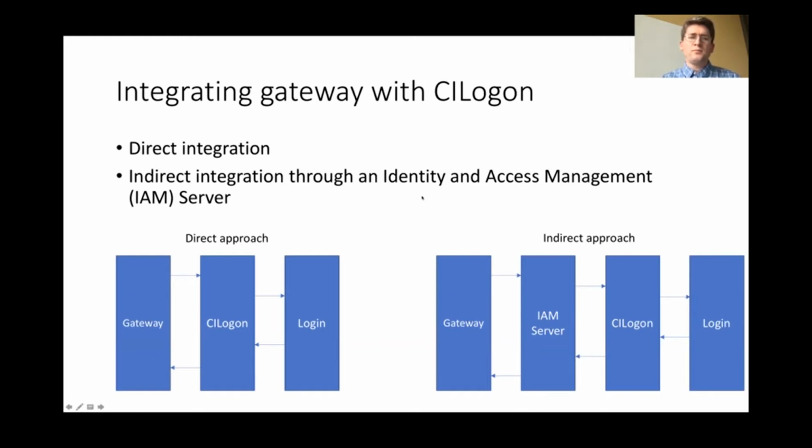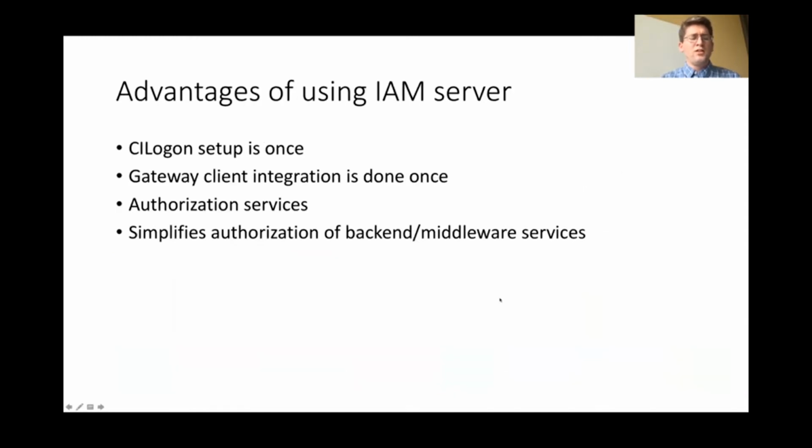I think the main differentiator between these two approaches is: do you just have one gateway that you're managing, just one client maybe, or are you hosting multiple gateways? Because in SciGap we're hosting multiple gateways, it makes sense for us to use an identity and access management server. So what are the advantages?